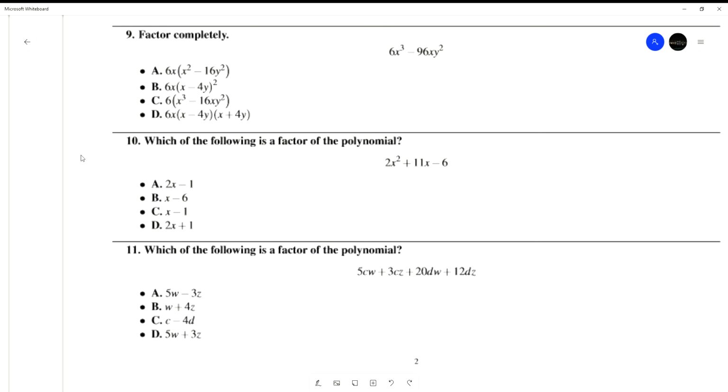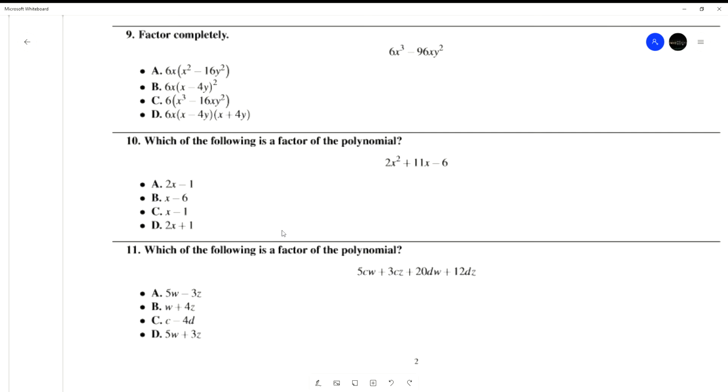Okay, so we have number 9, where it asks us to factor completely. And having seen these problems in the previous 4 tests, we should expect, right, if there's a difference of squares, we should expect that.